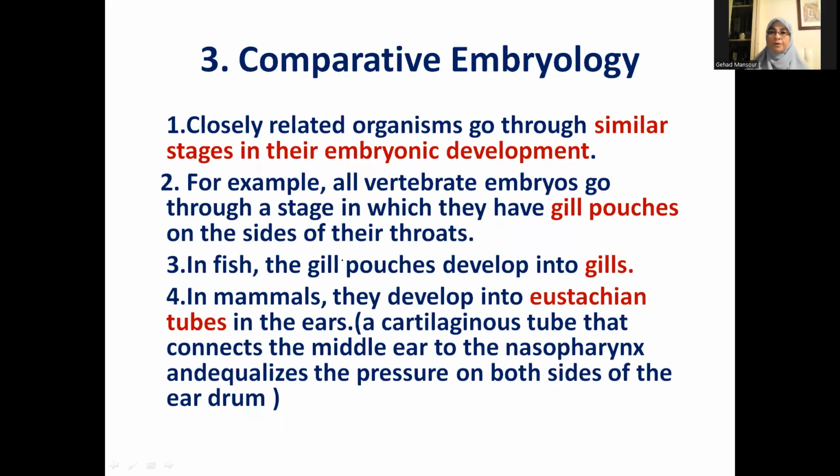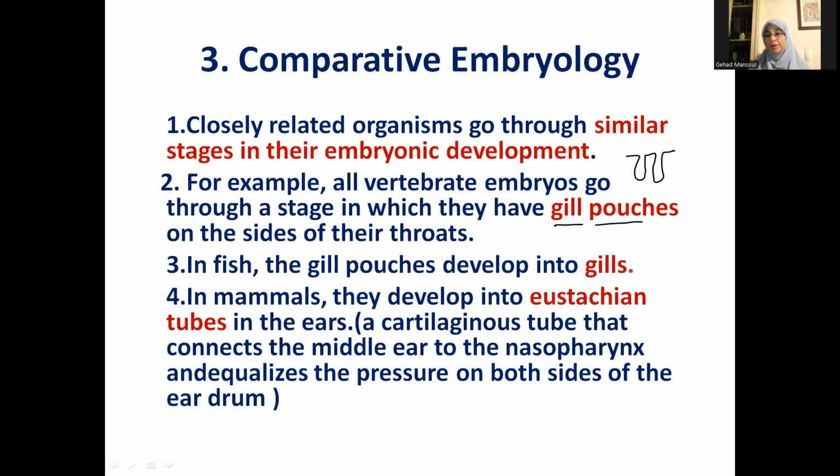Now, the third evidence for evolution is the comparative embryology. Scientists have found that during embryonic development, all vertebrates have similar stages. For example, they all have gill pouches, structures that are called gill pouches. A pouch is like a depression. So they all have gill pouches at a certain stage of early embryonic development.